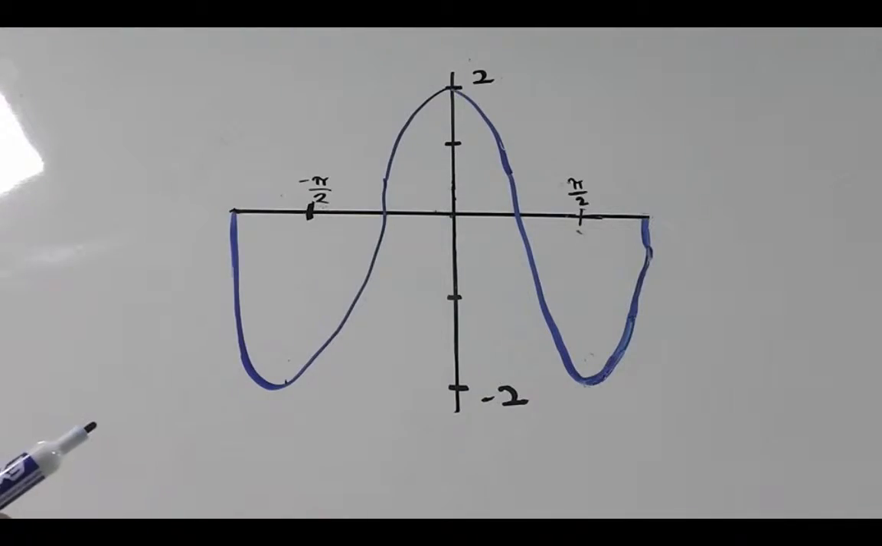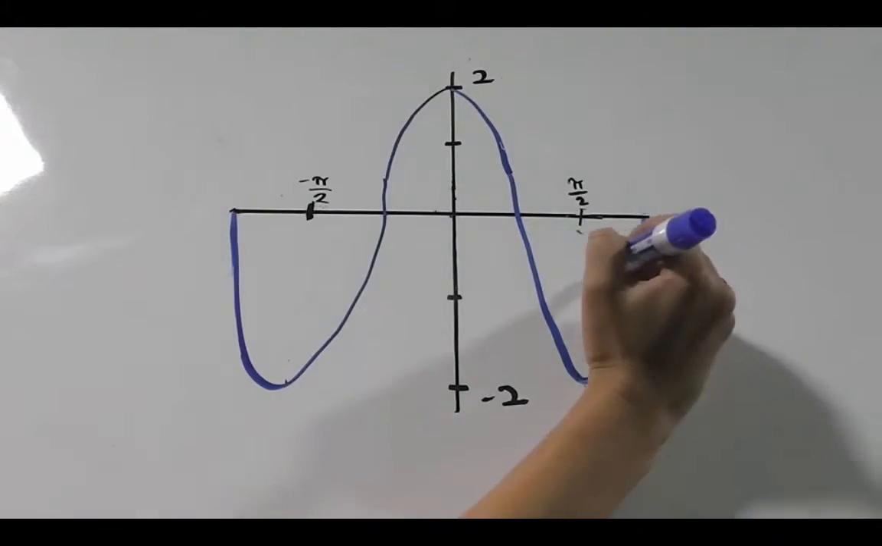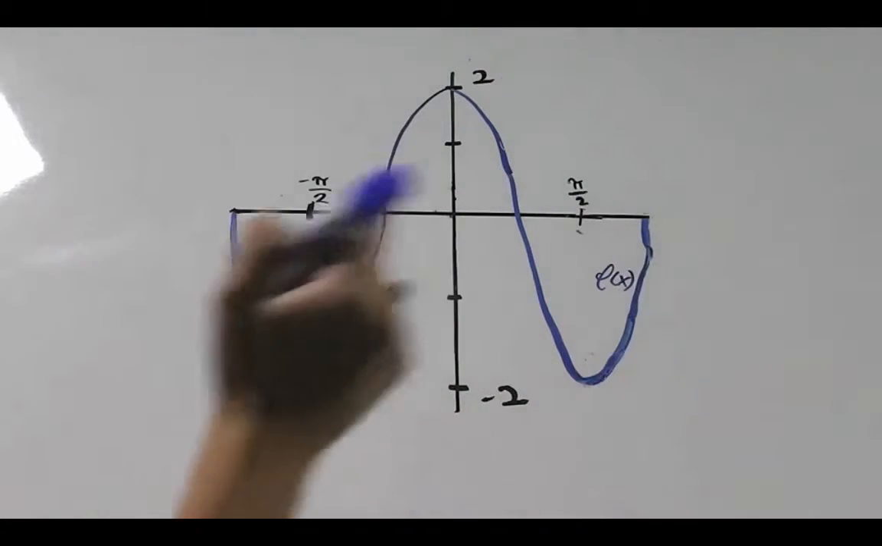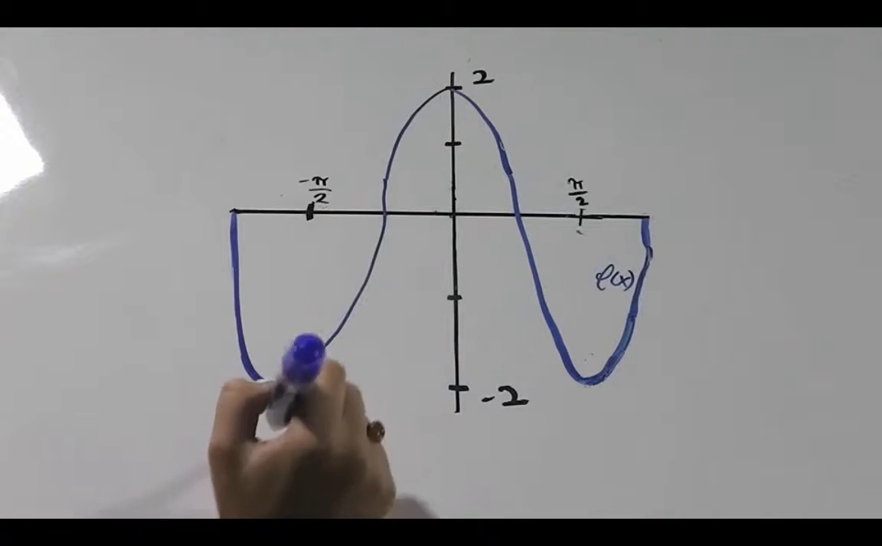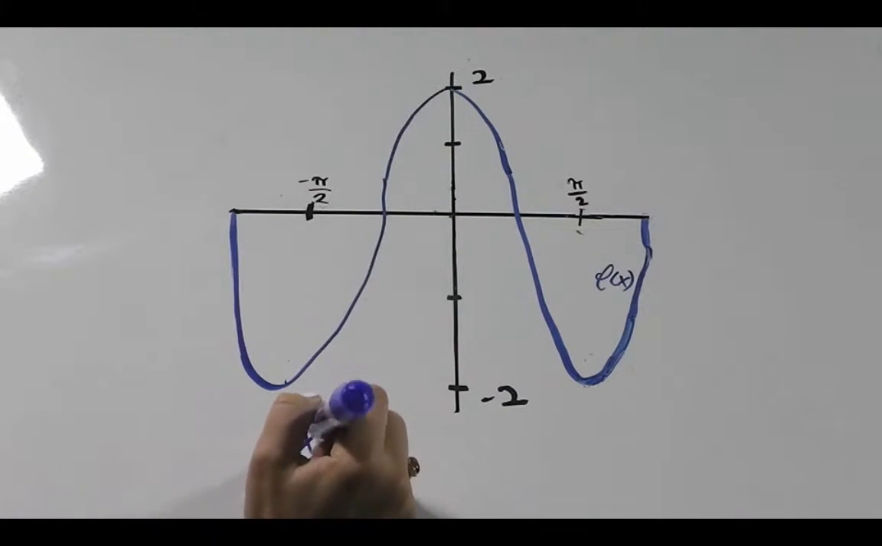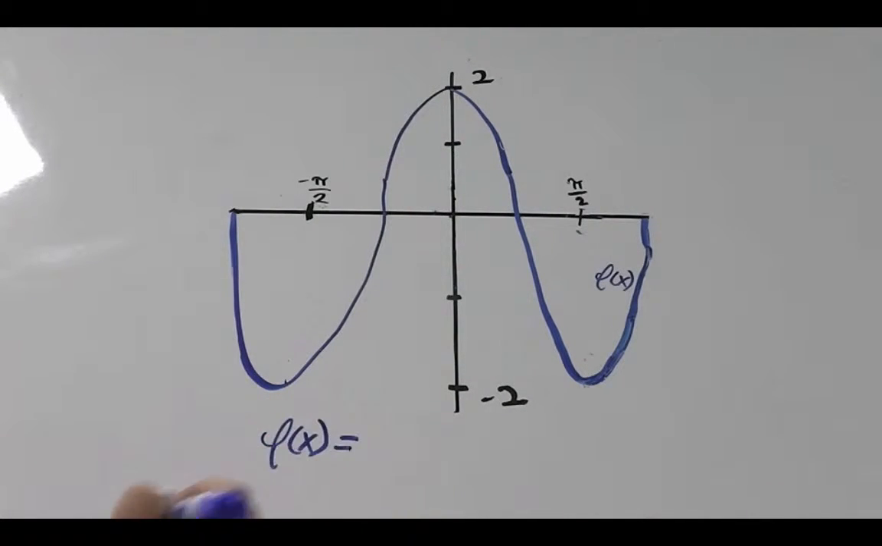So in problem 1, it asks us to find an equation for the function f of x in blue. The first thing we should notice is that this looks like a trigonometric function. So let's start writing out our function equation here.